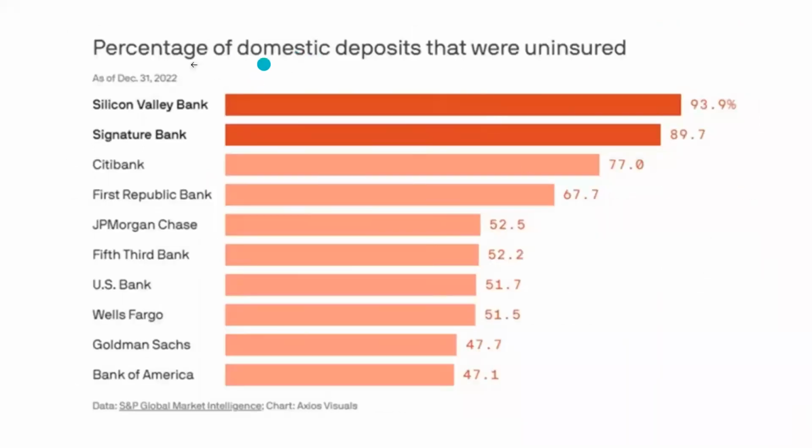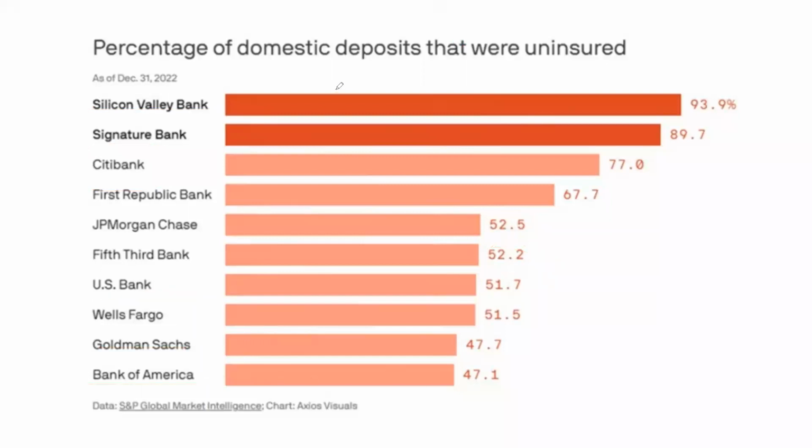When it comes to, speaking of these banks, this is the percentage of domestic deposits that were uninsured as of December 31st, 2022. And take a look here, right? Everybody knows about Silicon Valley Bank and Signature Bank, but look at some of these other really big banks. Okay. Citibank, guys, 77% of deposits were uninsured. Okay, we have JP Morgan Chase, 52%, Fifth Third, 52%, US Bank, Wells Fargo, Goldman Sachs, Bank of America.